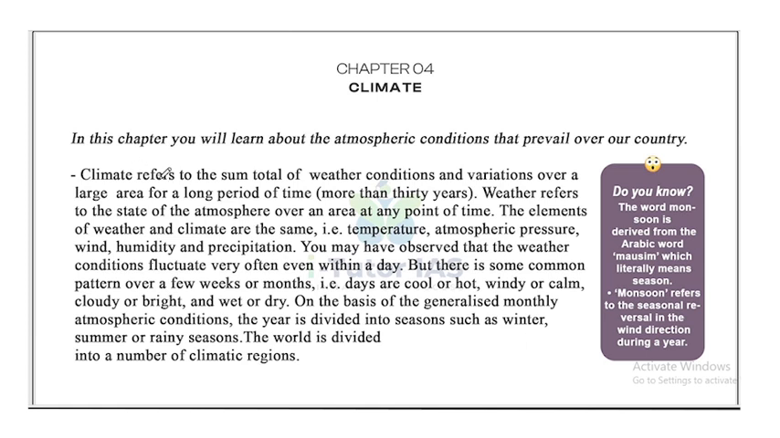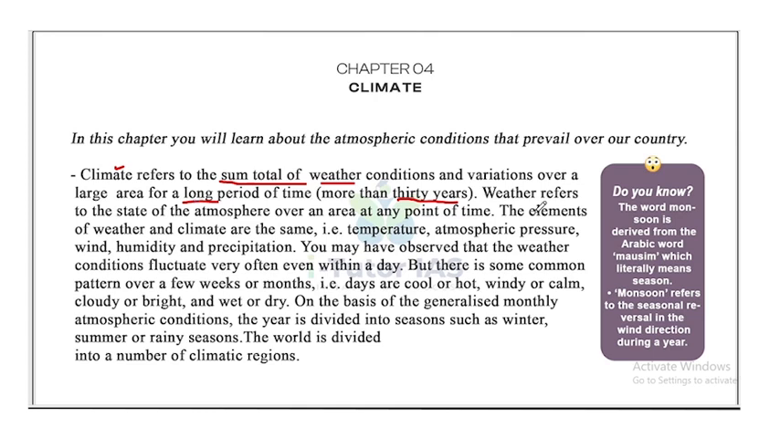What is climate? Climate refers to the sum total of weather conditions and variations over a large area for a long period of time. The period may be more than 30 years. So climate is the long-term weather condition of a large area for a long period.